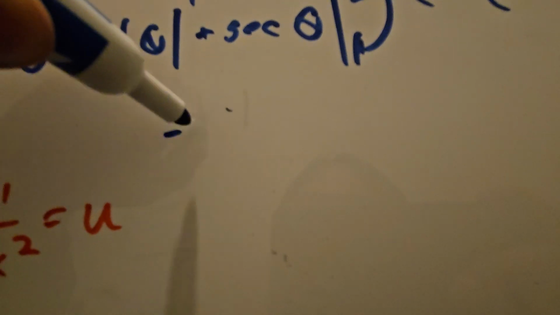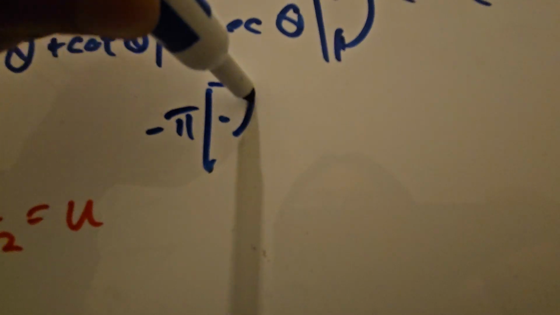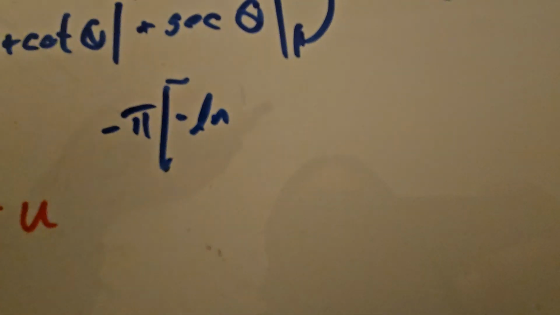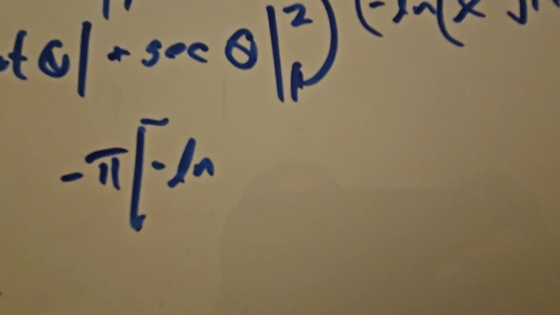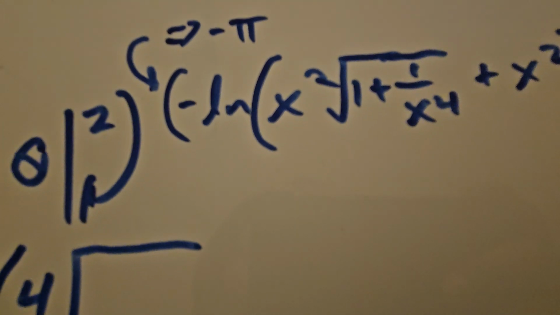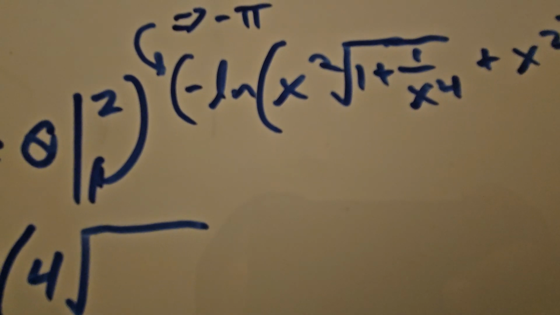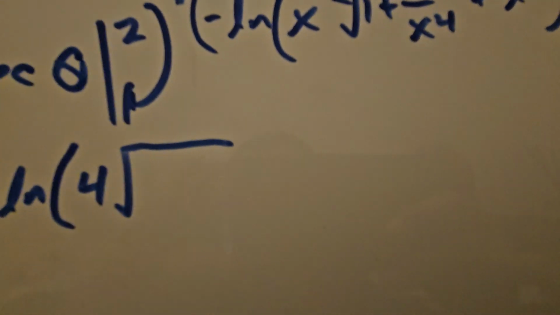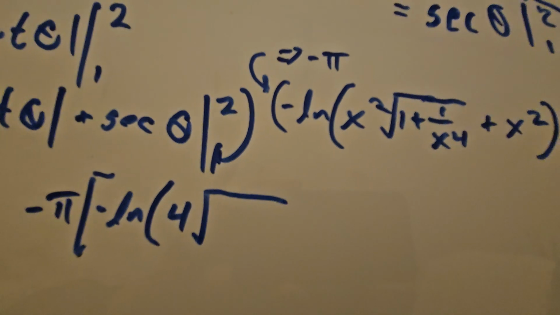So let's go ahead and do that. Negative pi times negative ln of x squared, and we're going to plug in 2 first. 2 squared, that's 4, times the square root of 1 over x to the 4th, that's 1 over 16, plus 1. That is going to give us... What is that going to give us?